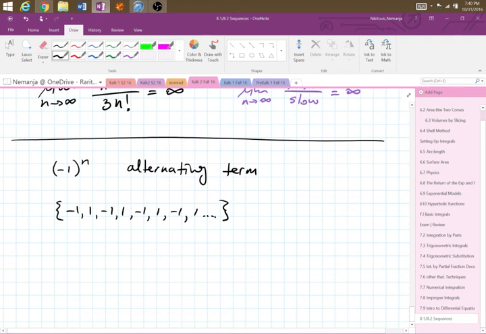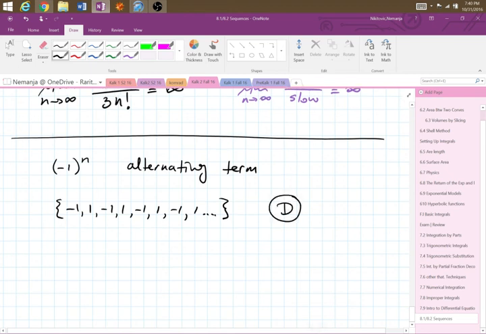So this one definitely diverges. It's not converging, so therefore it's divergent. And it's extremely important. Now I want to call your attention to cosine n pi.